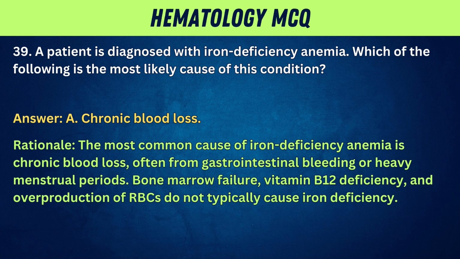Rationale: the most common cause of iron deficiency anemia is chronic blood loss, often from gastrointestinal bleeding or heavy menstrual periods. Bone marrow failure, vitamin B12 deficiency, and overproduction of RBCs do not typically cause iron deficiency.